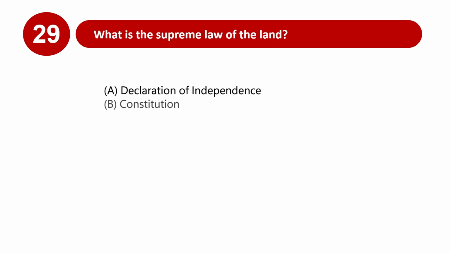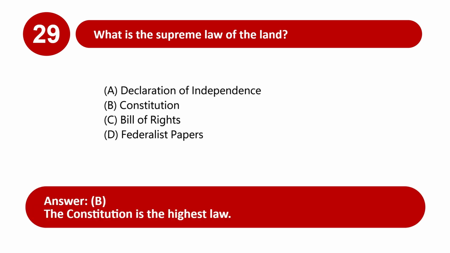What is the supreme law of the land? A. Declaration of Independence. B. Constitution. C. Bill of Rights. D. Federalist Papers. Answer B. The Constitution is the highest law.